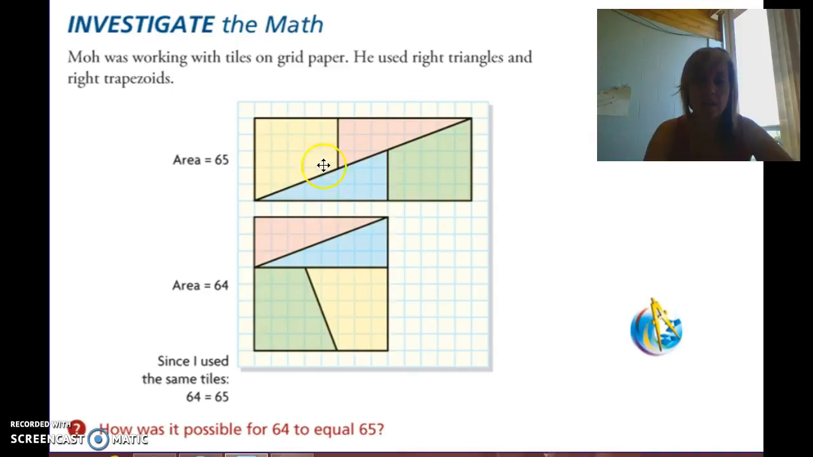Since he has the same shapes, how does the area change from 65 to 64, since he used the same tiles? So the question is, is it possible for 64 to equal 65? Please leave me your answers in a journal entry.